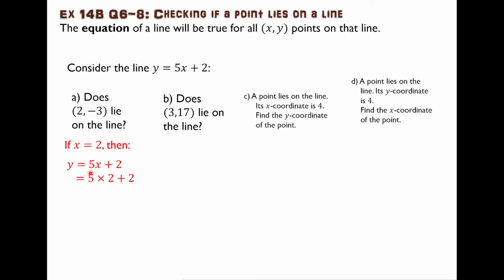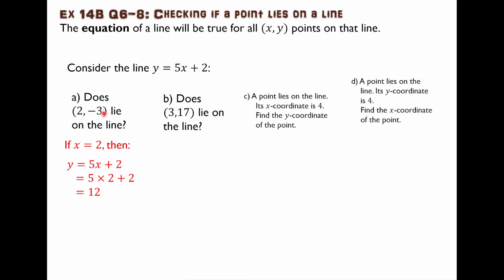Well, on this right-hand side, I'll replace x with 2. 5x means 5 times x. So this is 5 times 2. And I'll copy down the plus 2 without changing it. Now I can figure out this 5 times 2. I know that that is 10, and add 2 to get 12. So if x was 2, then y would be 12.